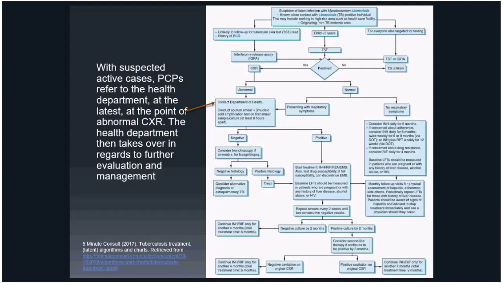This is here just so that you recognize that when you suspect active disease, you're going to refer them to the health department. That's typically at the point of the abnormal chest x-ray. The health department will then take over with regards to evaluation and management. And that concludes the segment on tuberculosis.